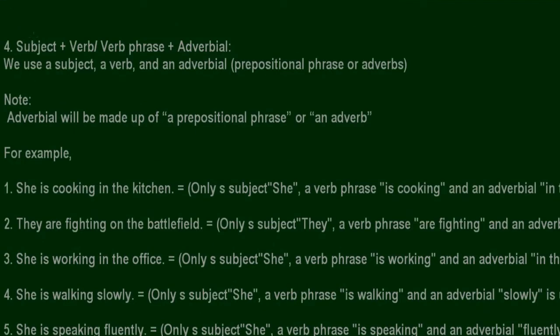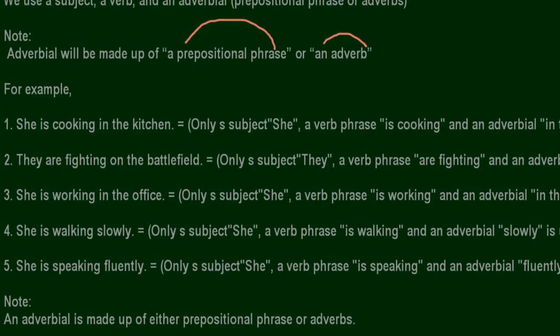Let's talk about the fourth one. We have subject, verb or verb phrase, and adverbial. We are familiar with the subject and verb phrase, but what is adverbial? We use a subject, a verb, and an adverbial. Note: an adverbial will be made up of a prepositional phrase or an adverb. For example, she is cooking in the kitchen. She is the subject, is cooking is a verb phrase, and in the kitchen is a prepositional phrase, and they are called the adverbial.